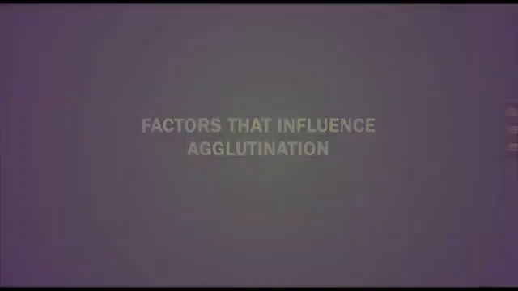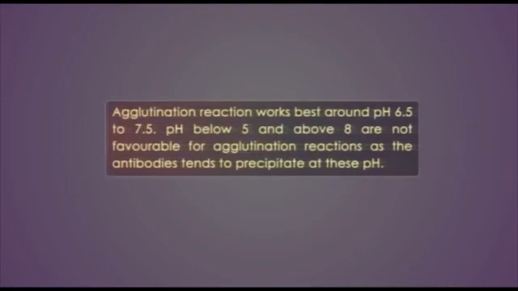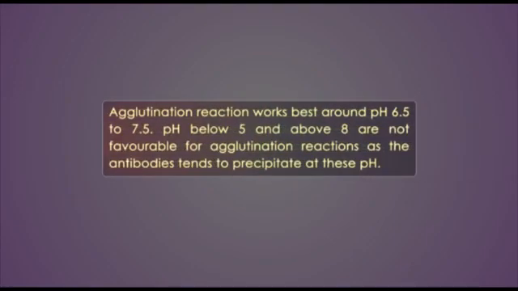Factors that influence agglutination. Some of the factors that influence agglutination reactions are pH, ionic strength of the solution, and temperature. Agglutination reaction works best around pH 6.5 to 7.5. pH below 5 and above 8 are not favorable for agglutination reactions, as the antibodies tend to precipitate at this pH.